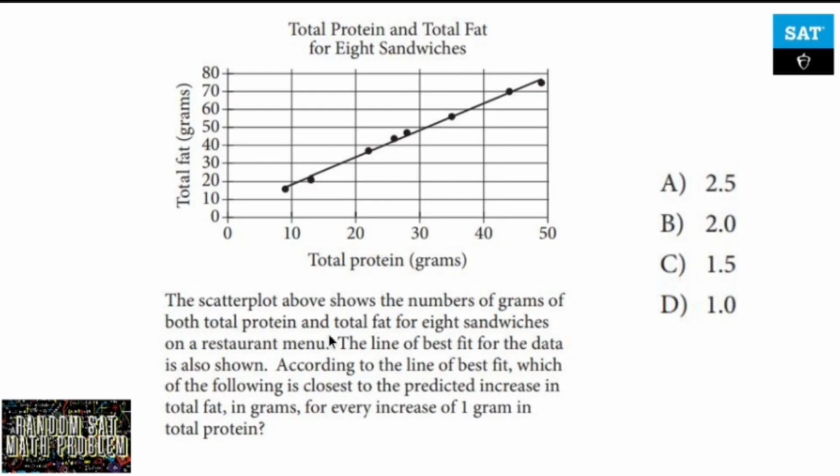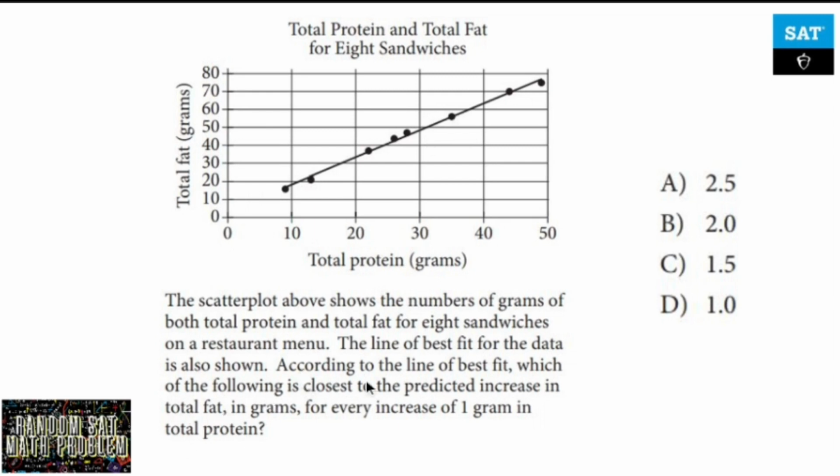The scatter plot above shows the numbers of grams of both total protein and total fat for 8 sandwiches on a restaurant's menu. The line of best fit for the data is also shown. There you go. So we've got ourselves protein and total fat. It looks pretty strong that the more protein there is, the more fat there is, or the more fat there is, the more protein there is. Either way, strong positive correlation.